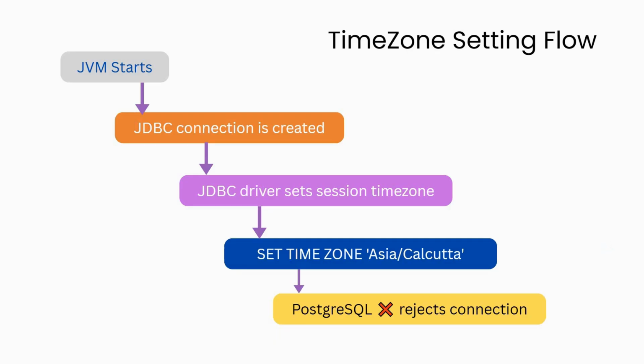This is what's actually happening under the hood. When a JDBC connection is created, the PostgreSQL driver sets the session time zone using the JVM default. Because the JVM is using a legacy alias, Asia Calcutta, PostgreSQL rejects it. That's why the connection fails before any SQL is executed.